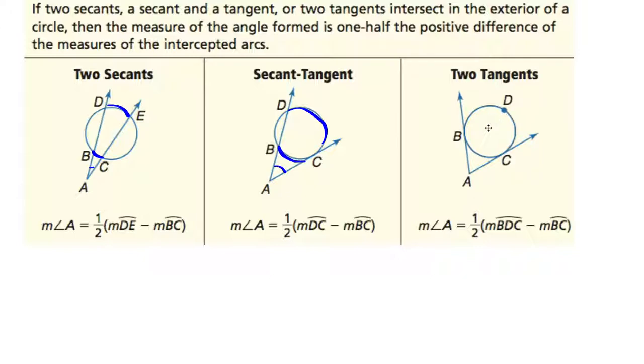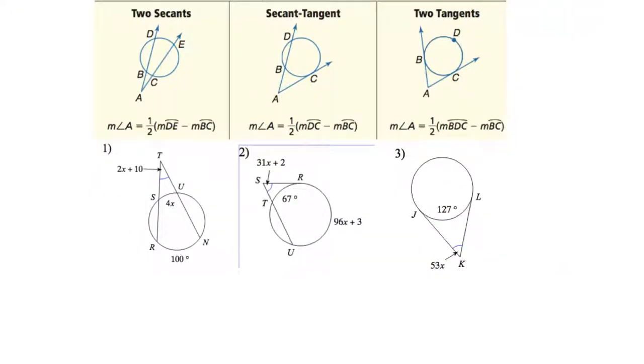But when we have two tangents, well, if we just subtracted this arc minus this arc, it would be 0. So we're going to have this arc, which is BDC, minus BC, and it's 1/2 of that. So it's the same type of approach for all three, but it looks a little bit different.